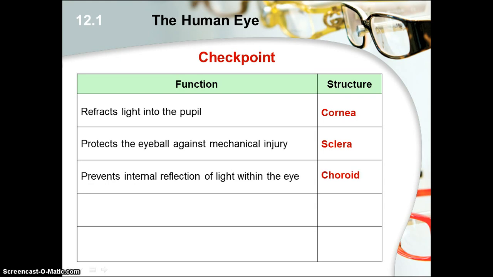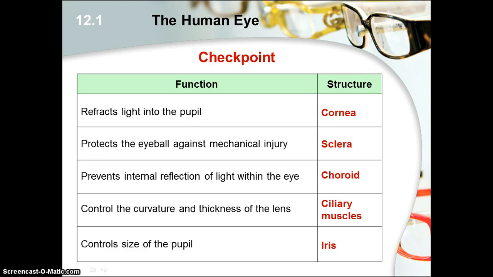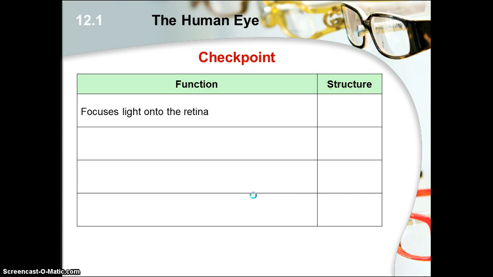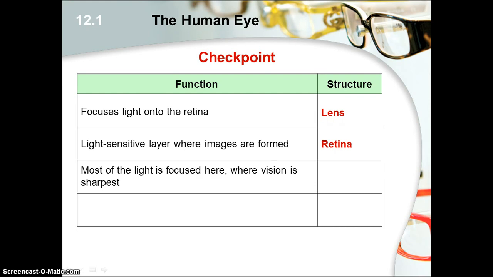Which structure controls the curvature and the thickness of the lens? The ciliary muscles. Which structure controls the size of the pupil? Iris. Which one focuses the light onto the retina? The lens. Which is the light sensitive layer where the image is formed? Retina. Most of the light is focused here, where the vision is sharpest.